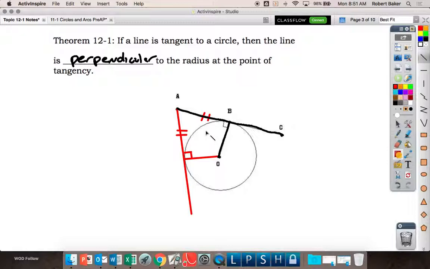What do you know about this radius and this radius? Can the radius be different sizes? No, so the radiuses are equal too, so it creates a kite. Remember kites back in the day? So it creates a kite.